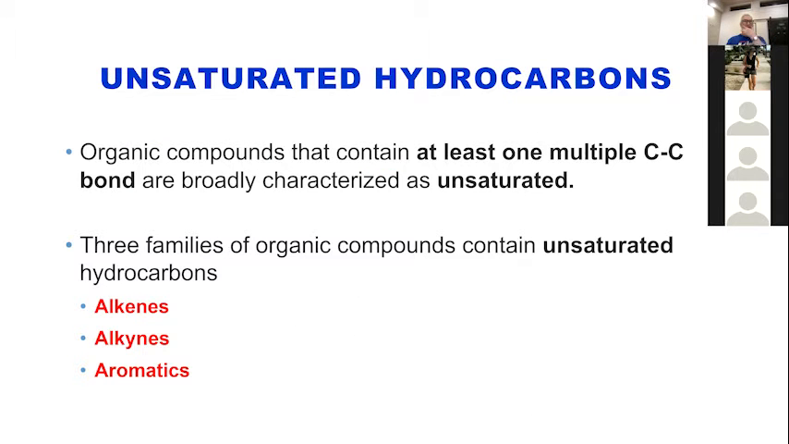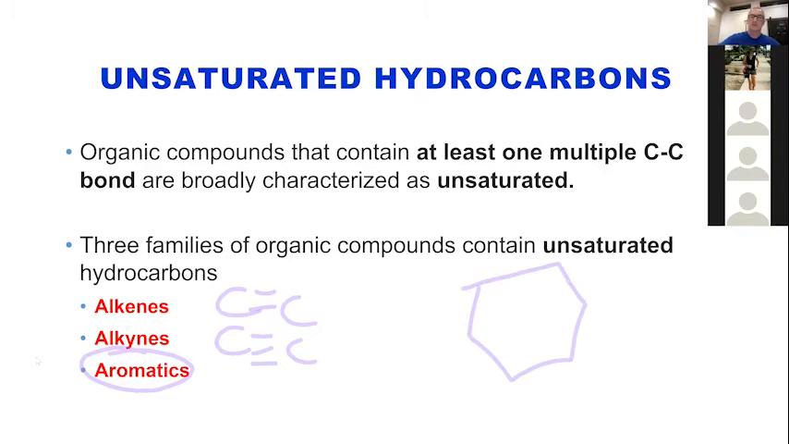So other families of compounds are called unsaturated, as we mentioned. Alkenes have carbon-carbon double bonds. Alkynes have triple bonds. And the aromatics, basically that's a whole other branch of organic chemistry all by itself. Aromatics are ring structures that have alternating single and double bonds, which makes for a very special kind of compound.